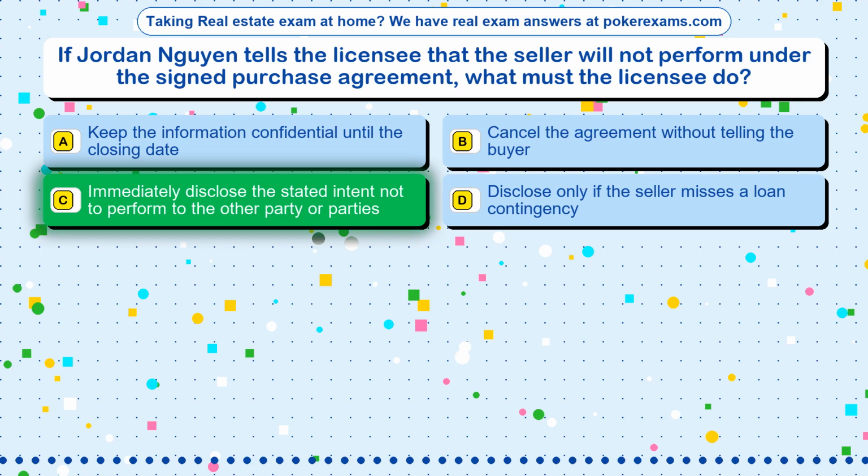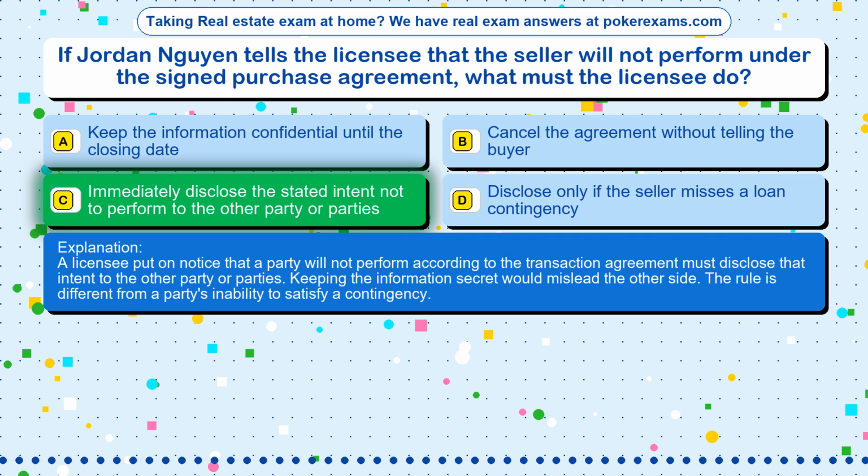The correct answer is option C, immediately disclose the stated intent not to perform to the other party or parties. A licensee put on notice that a party will not perform according to the transaction agreement must disclose that intent to the other party or parties. Keeping the information secret would mislead the other side. The rule is different from a party's inability to satisfy a contingency.